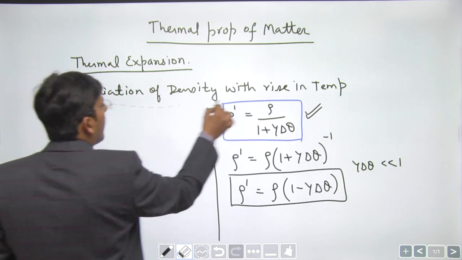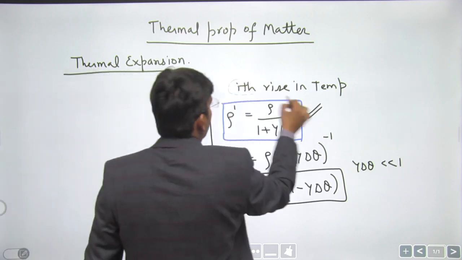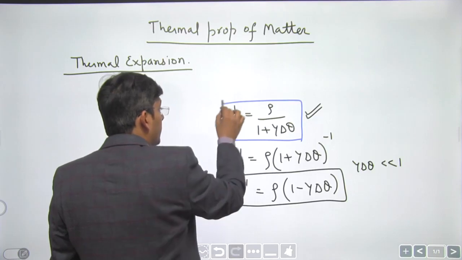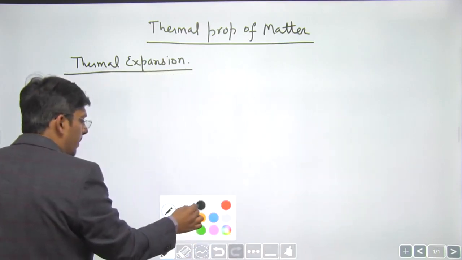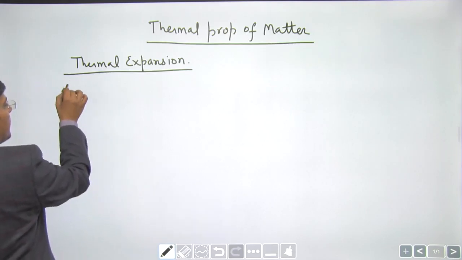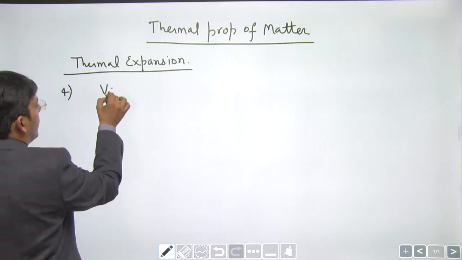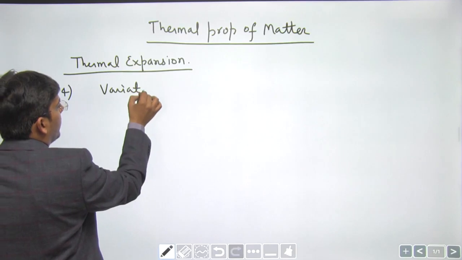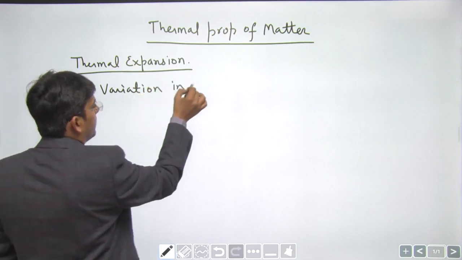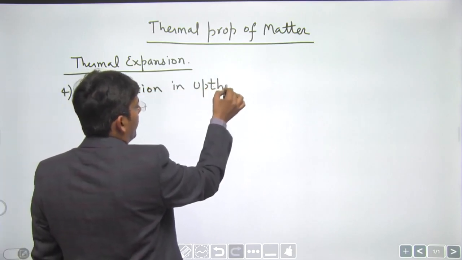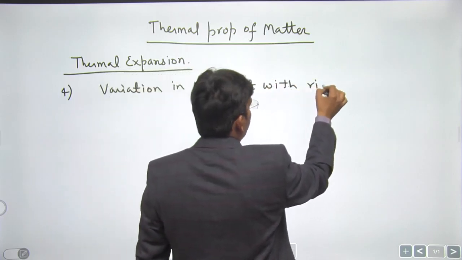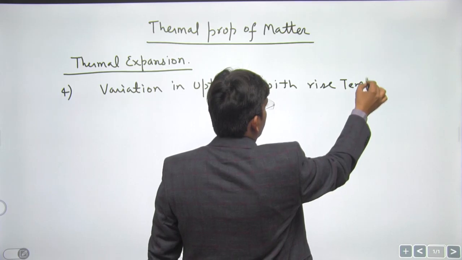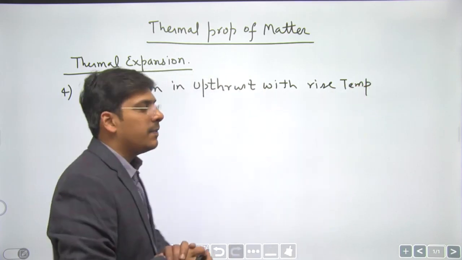So the next question we have for thermal expansion is variation in upthrust with rise in temperature. Okay. The next question that we can have on thermal expansion is variation in upthrust with rise in temperature. How does the upthrust vary with rise in temperature? Okay.